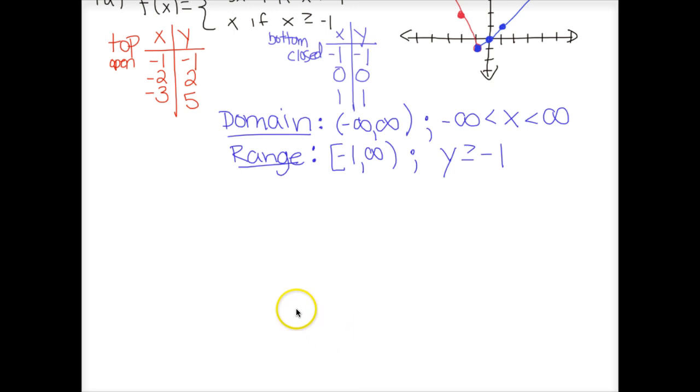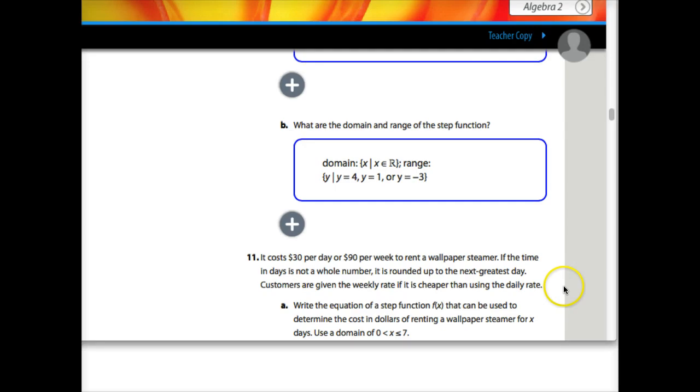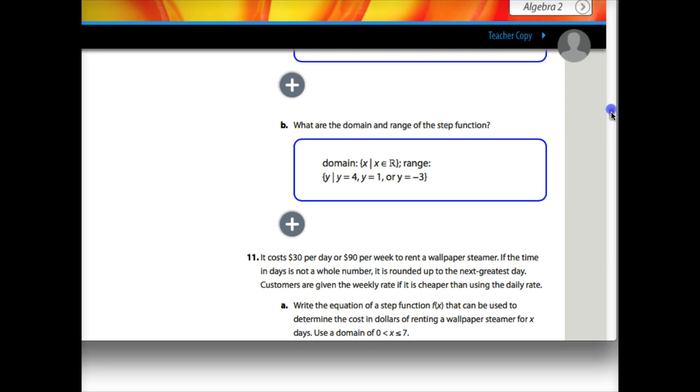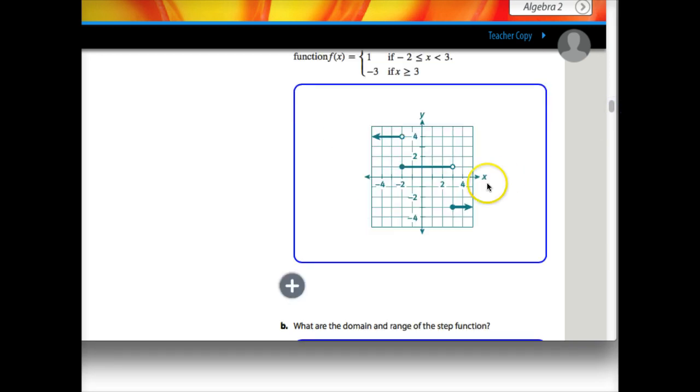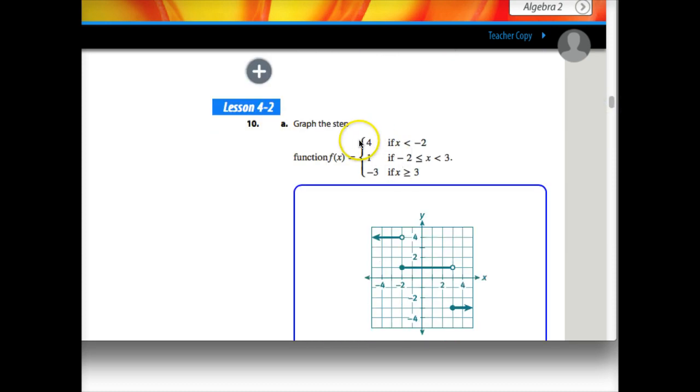Then next I would like to look at number 11A, where you are writing a step function. Remember that a step function is a specific type of piecewise function. It's like the one that you graphed here in 10A because all the values are constant in a step function.